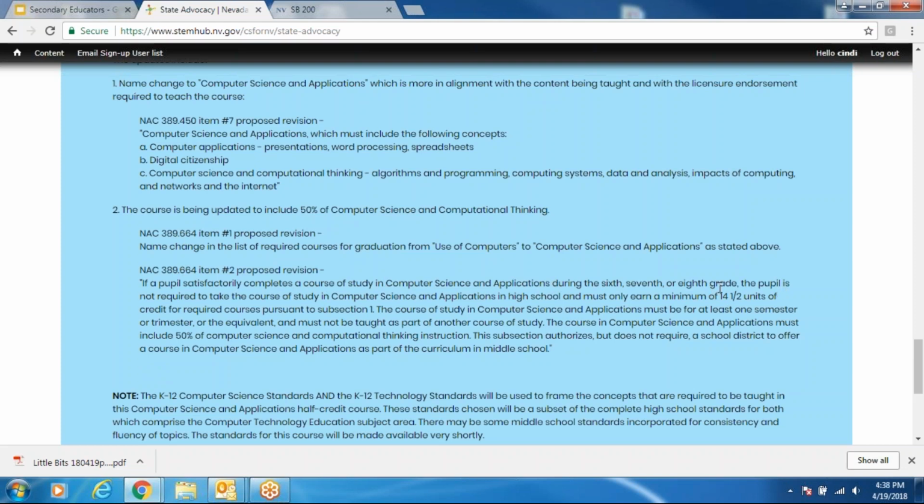If they have it in 6th, 7th, or 8th grade, so in middle school for most of our districts, the pupil is not required to take the course of study in high school. I see quite a bit where the student has satisfied this requirement in middle school, yet they still have to take it over again in high school, which, one, isn't fair to the student. They've already received that credit, and two, it's not really fair to the teacher either, because they're most likely not going to be on their best behavior because they've already had it before. So if they've had it in middle school, they should not be taking it again in high school.